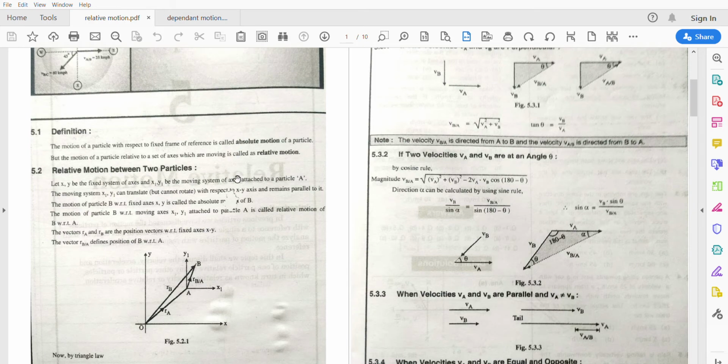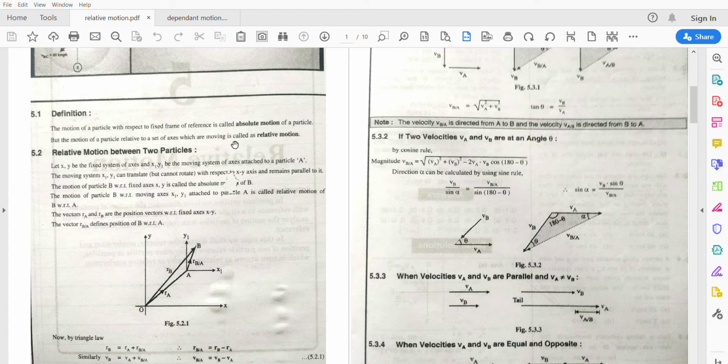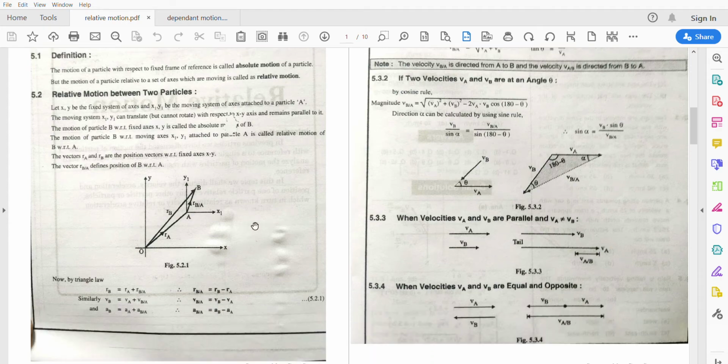Now, relative motion is basically apparent motion, the motion that you feel. The difference between absolute motion and relative motion is mentioned here. The motion of a particle with respect to a fixed frame is called absolute motion, but the motion of a particle relative to a set of axes which are moving is called relative motion. In simple words, relative motion is the feeling of motion. It's not an absolute motion.